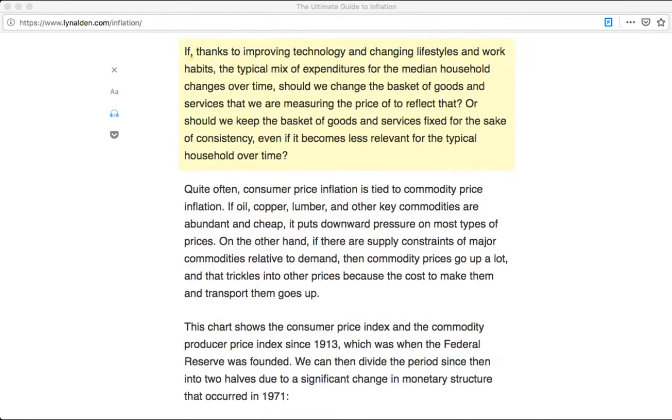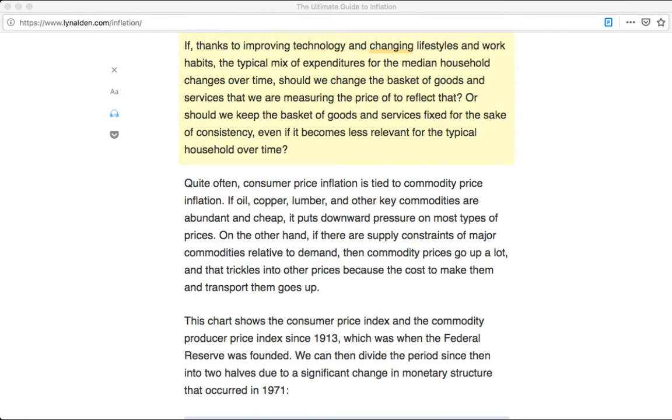If, thanks to improving technology and changing lifestyles and work habits, the typical mix of expenditures for the median household changes over time, should we change the basket of goods and services that we are measuring the price of to reflect that? Or should we keep the basket of goods and services fixed for the sake of consistency, even if it becomes less relevant for the typical household over time?